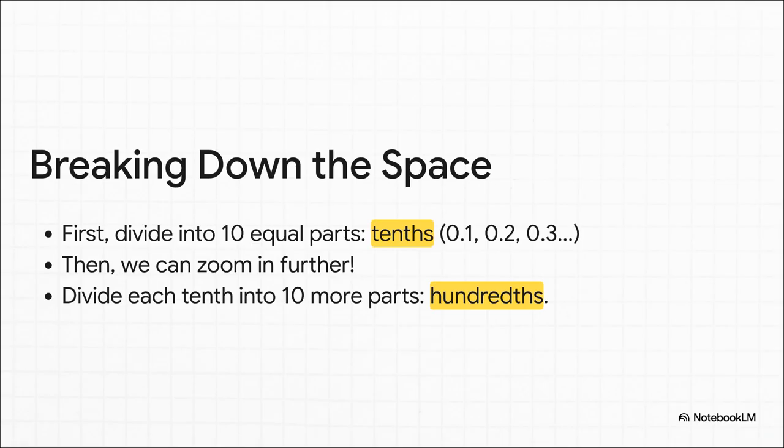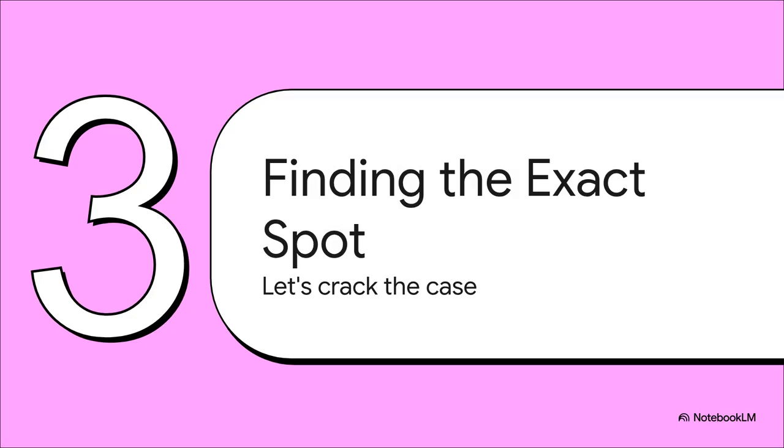But here's where it gets really powerful. We can get even more precise. We can zoom in on that tiny little space between, say, 0.2 and 0.3 and divide that into 10 more parts. And those are our hundredths. All right, map in hand, we are now officially ready to crack this case. It's time to find the exact location for our mystery decimals.